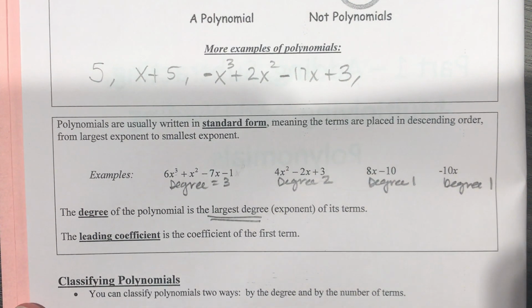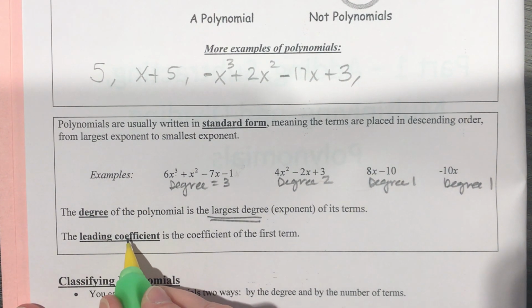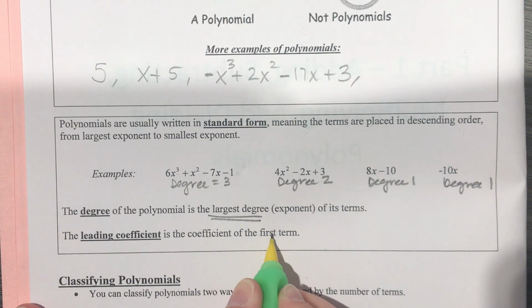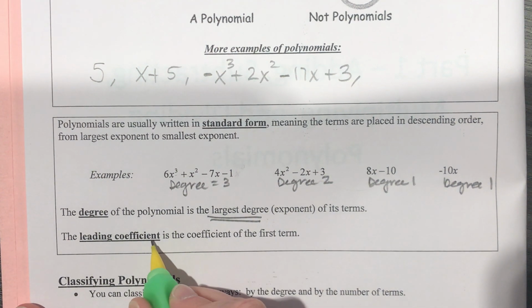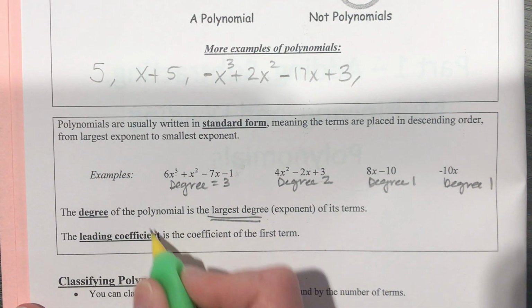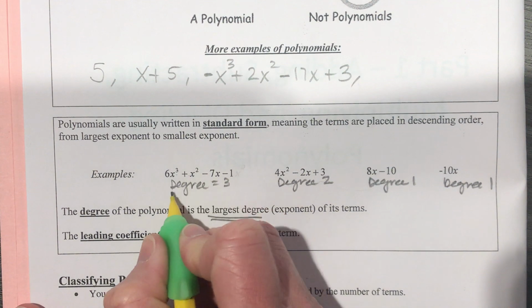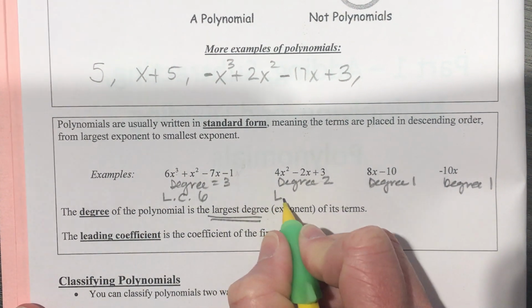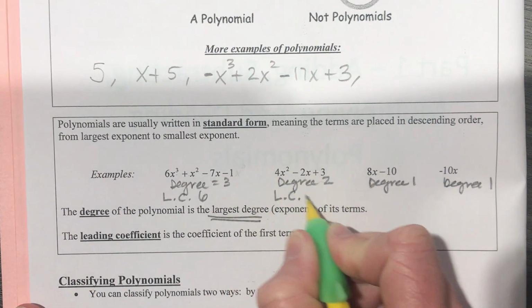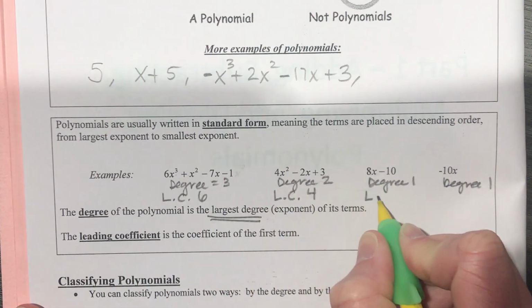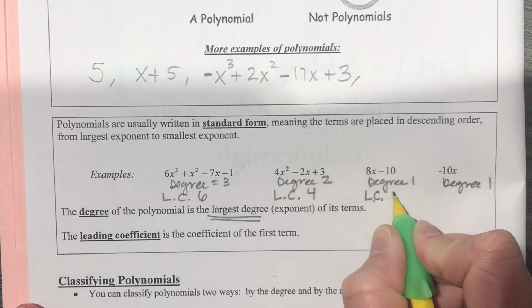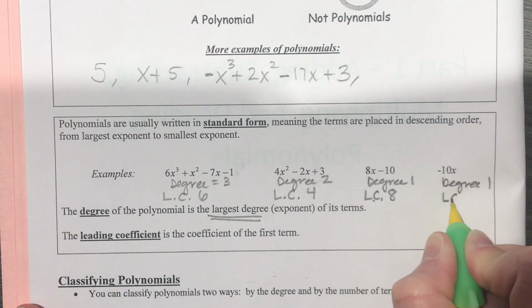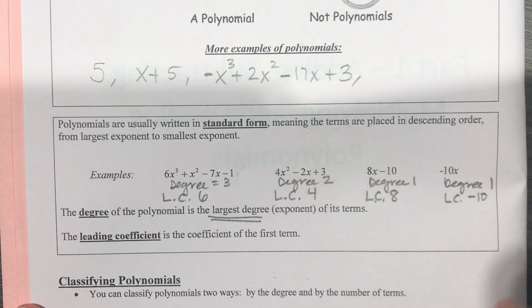And here degree would also be 1. And the leading coefficient is the coefficient of that first term, meaning the number in front of that power term. So here your lead coefficient would be the number 6 in the front. Here the leading coefficient would be the number in the front, which is 4. Here the leading coefficient, the number in the front, is 8. And here the lead coefficient is the number -10.